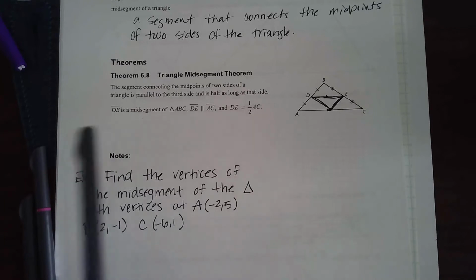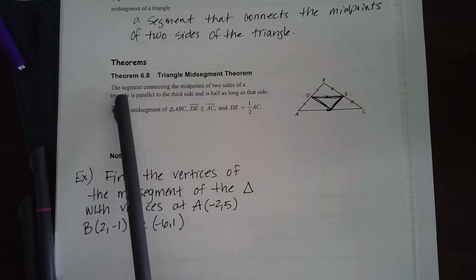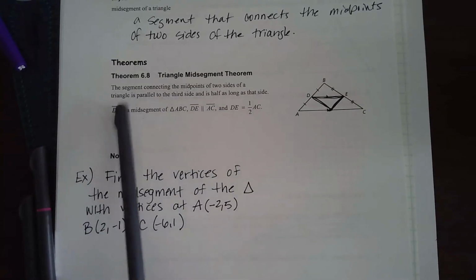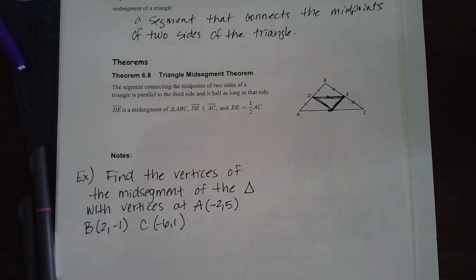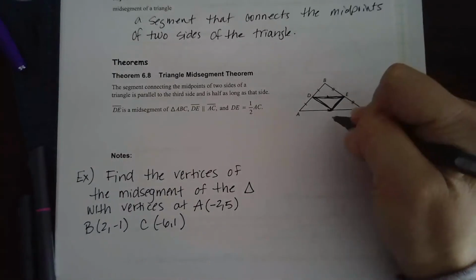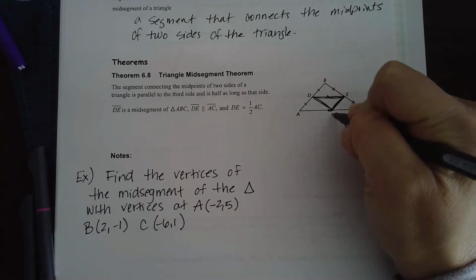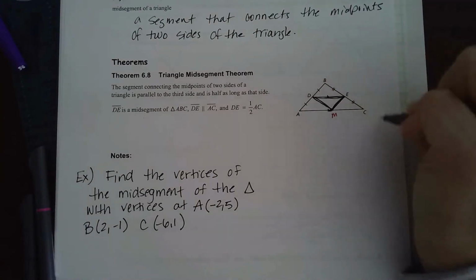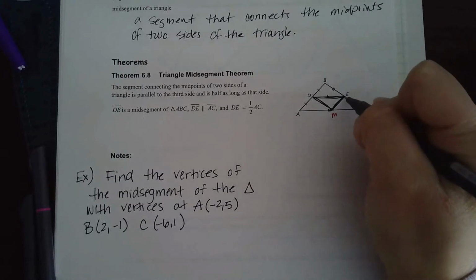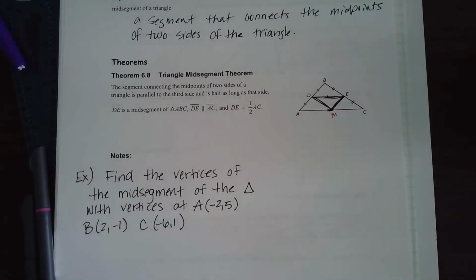A couple pieces of information that I want you to make sure you are aware of. First of all, the mid-segment is always parallel to the side opposite. For example, DE and AC are both marked as parallel. We could also mark this point M. We can say EM and BC are parallel, and then EM and BA are parallel. So the mid-segment is always parallel to the third side.